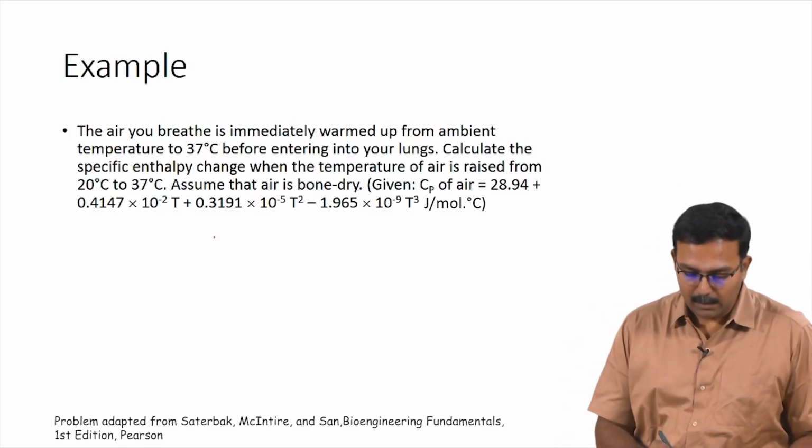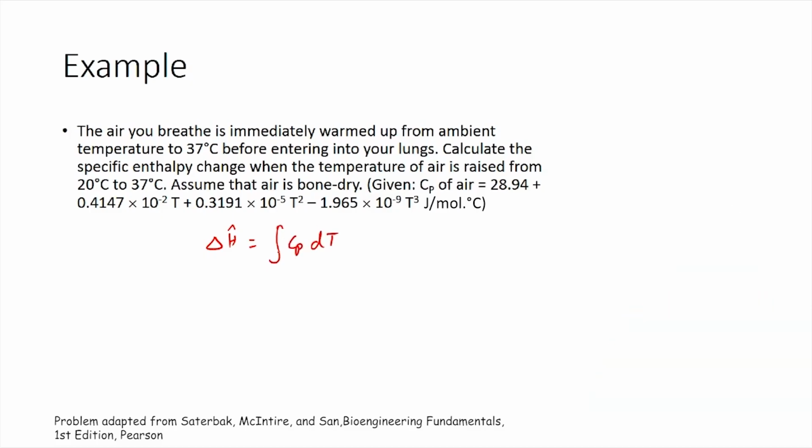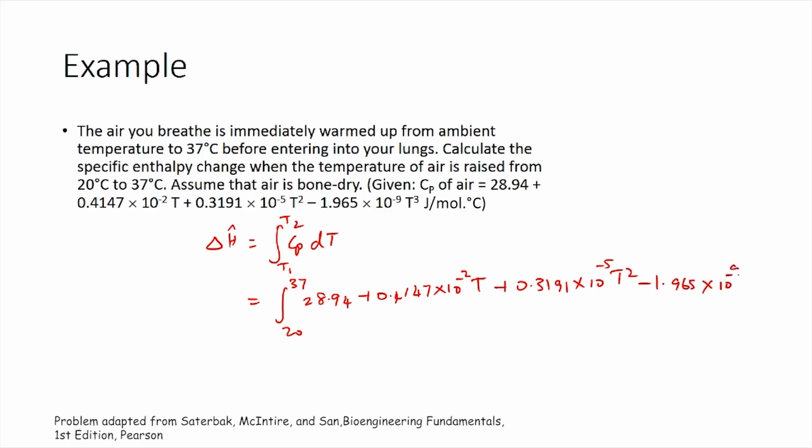So, we know that we can calculate delta H cap as integral Cp dT from temperature 1 to temperature 2. Here the initial temperature is 20 degrees Celsius and the final temperature is 37 degrees Celsius. We have been given the Cp value as 28.94 plus 0.4147 times 10 power minus 2 T plus 0.3191 times 10 power minus 5 T squared minus 1.965 times 10 power minus 9 T cube, times dT.